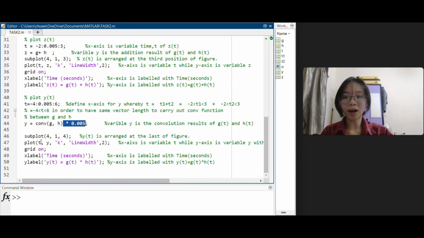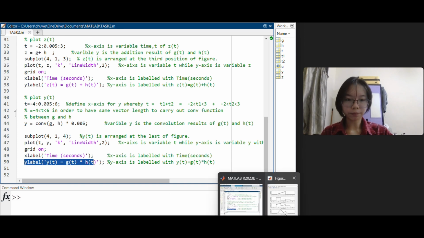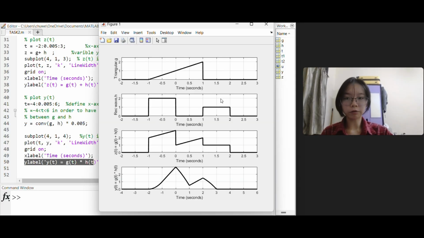And now we can finally plot y using the subplot function. We will place it at the last part of the figure, and use the plot function to plot the graph. The y-axis will be this y, which is the convolution result between G and H. And lastly, it will be labeled with yt equal to G convolved with H. And our result will be this one. So this is our result of the graph using the MATLAB code for task 2. So this is G, H, and this is the addition operation result ZT, and the convolution operation result YT.